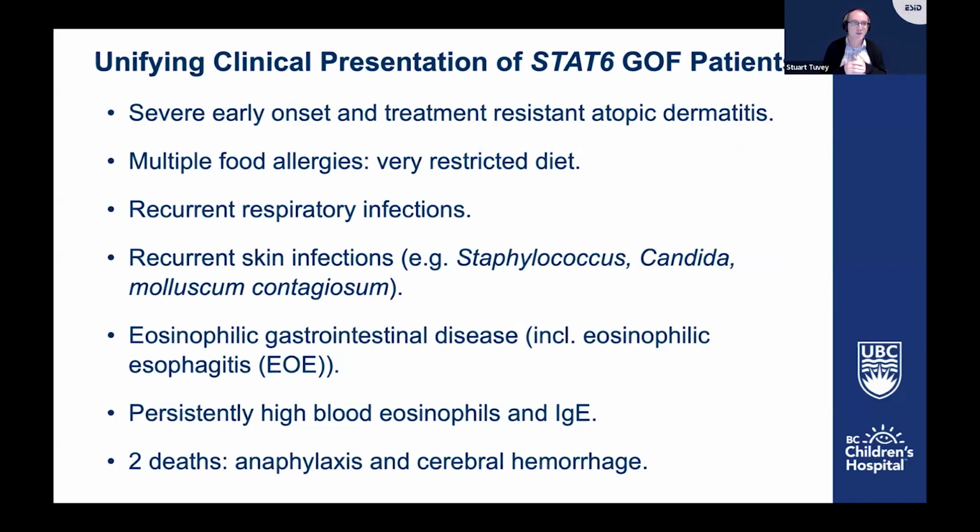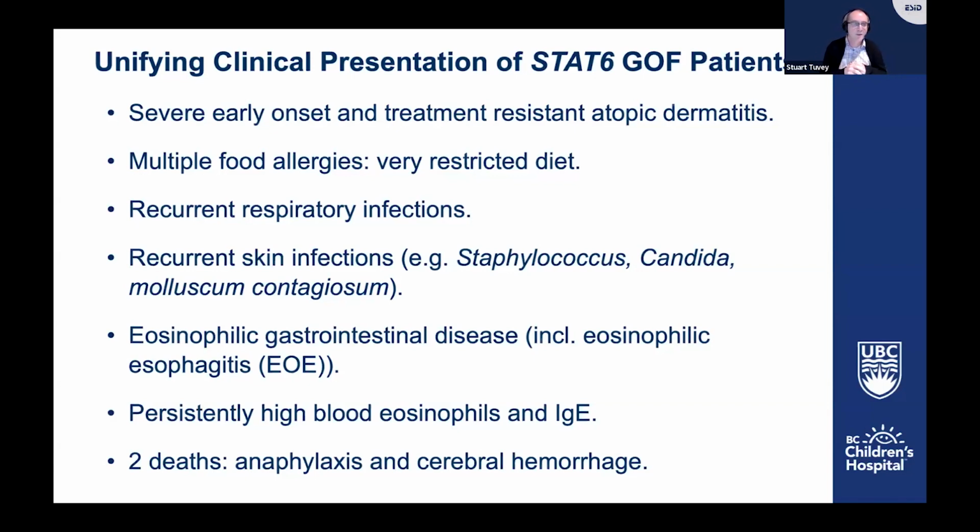The patients have some infections, but they're not the deep-seated invasive infections we think of with inborn errors of immunity. Really, they're recurrent respiratory infections, maybe more typical of patients with significant asthma. Or the skin infections are really compatible with disrupted skin barrier, infections with Staphylococcus aureus, Candida, and molluscum contagiosum. Another huge feature of this condition is the eosinophilic gastrointestinal disease, often very severe eosinophilic esophagitis, but also eosinophilic disease throughout the whole gastrointestinal tract.